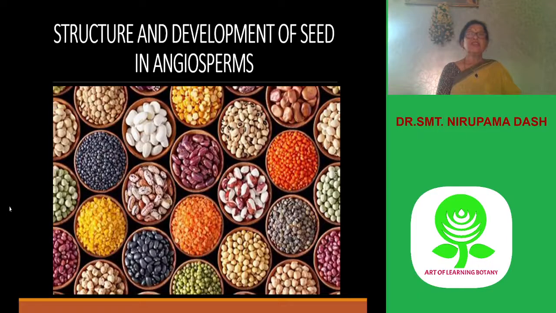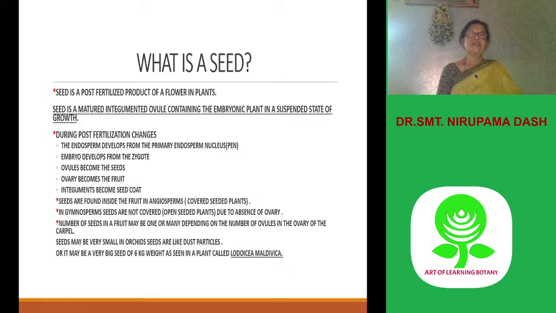Today we'll discuss the structure and development of seeds in angiosperms. Seed is a post-fertilized product of flower in plants, and the seed-bearing plants are generally called spermatophytes. All angiosperms and gymnosperm plants are spermatophytes.